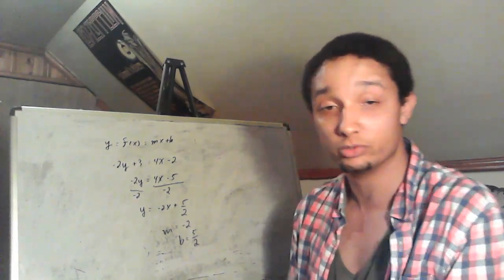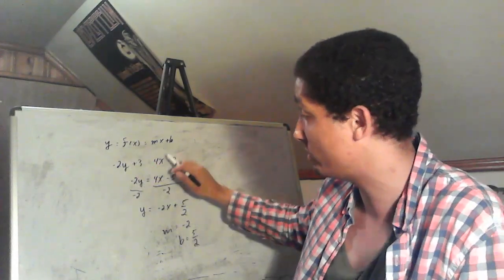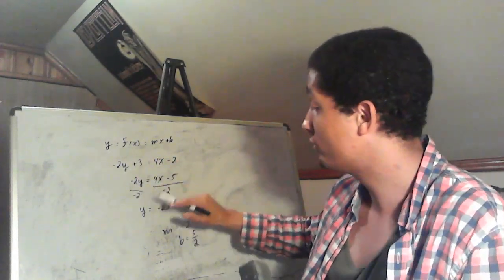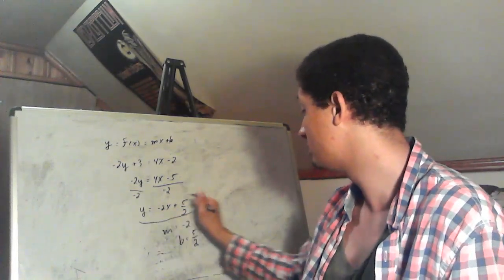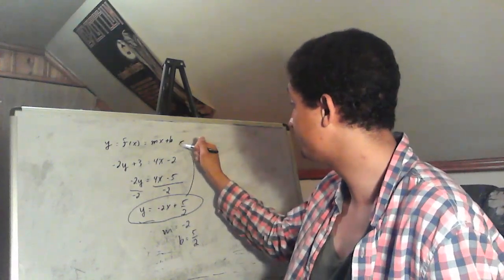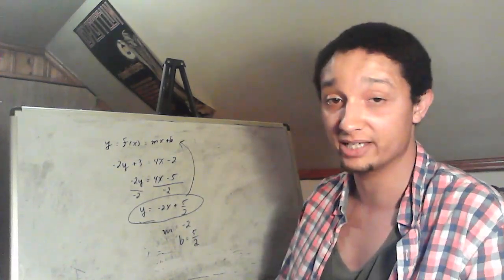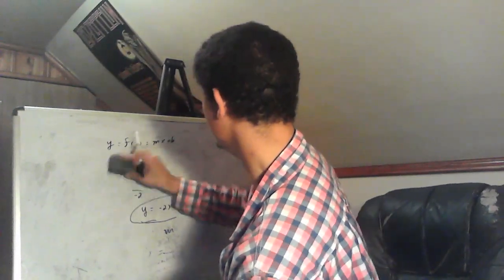Okay, so all we did was start here and algebraically solve this for y to get y on one side. And so now it's in this format. And that's it. It's that simple. Let's do another one.